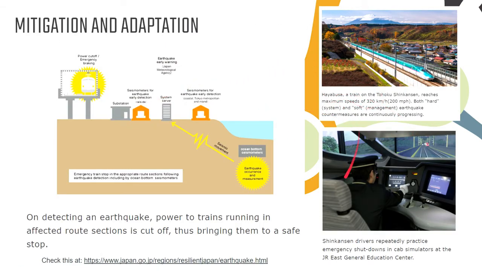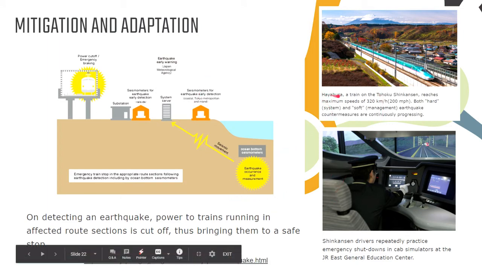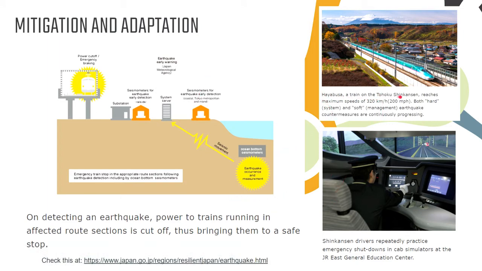So we have here images from their website. Here, Hayabusa, a train on the Tohoku Shinkansen, their major railway, their major train, can reach maximum speeds of 320 kilometers per hour. However, it has earthquake countermeasures that are continuously progressing.